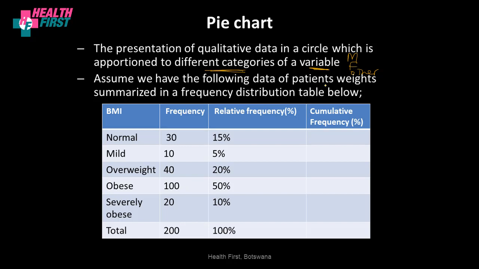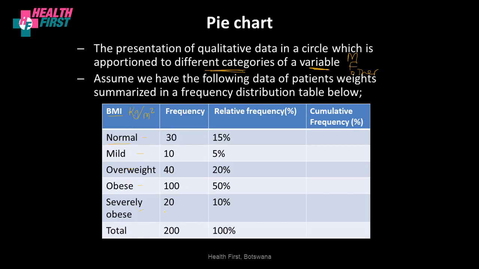Assume we have the following data of patients' weight summarized in the frequency distribution table below. So instead of using tallies this time, we just skipped that and moved straight to the frequency, the relative frequency, and the cumulative frequency. So we have BMI here, which is the body mass index. The body mass index, remember the units, kgs per meter squared. And what we have here are basically the categories within that distribution of BMI. So we can have normal weight, mild, overweight, obese, or severely obese.